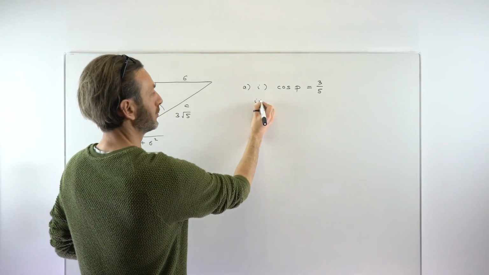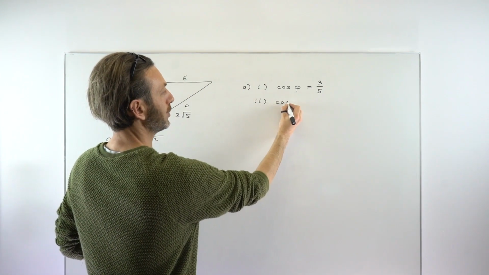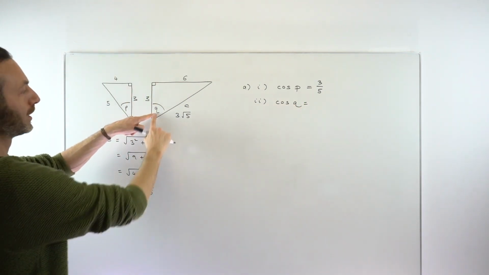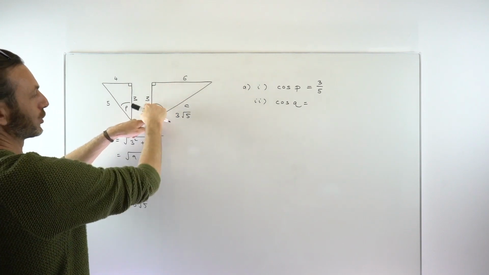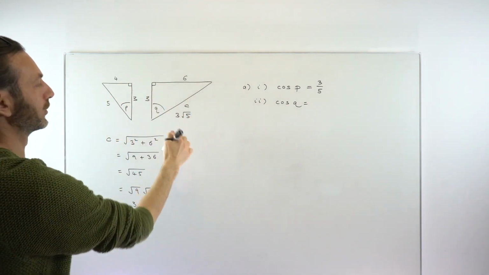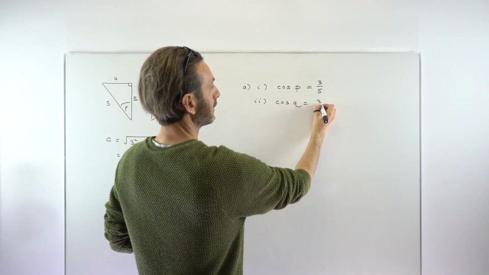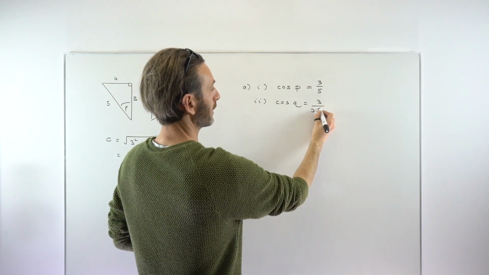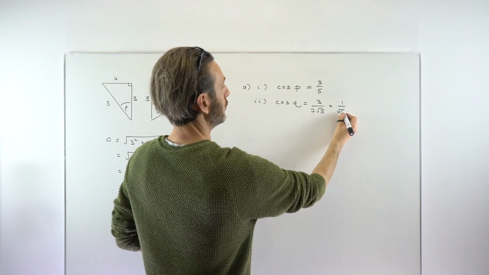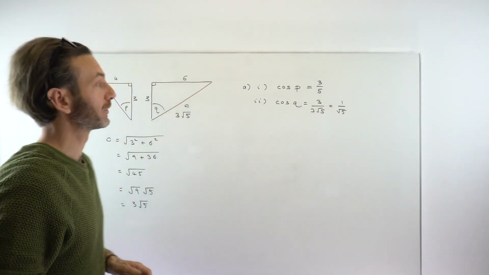And then part 2 is to work out the cosine of q. So just turn to the other triangle. So this is q. Careful again, this is opposite, adjacent, hypotenuse. Just be careful with the orientation. So adjacent over hypotenuse, so it's going to be 3 over 3 root 5. And that would simplify down a little to make it just 1 over root 5, like that. So that's part A of the question.